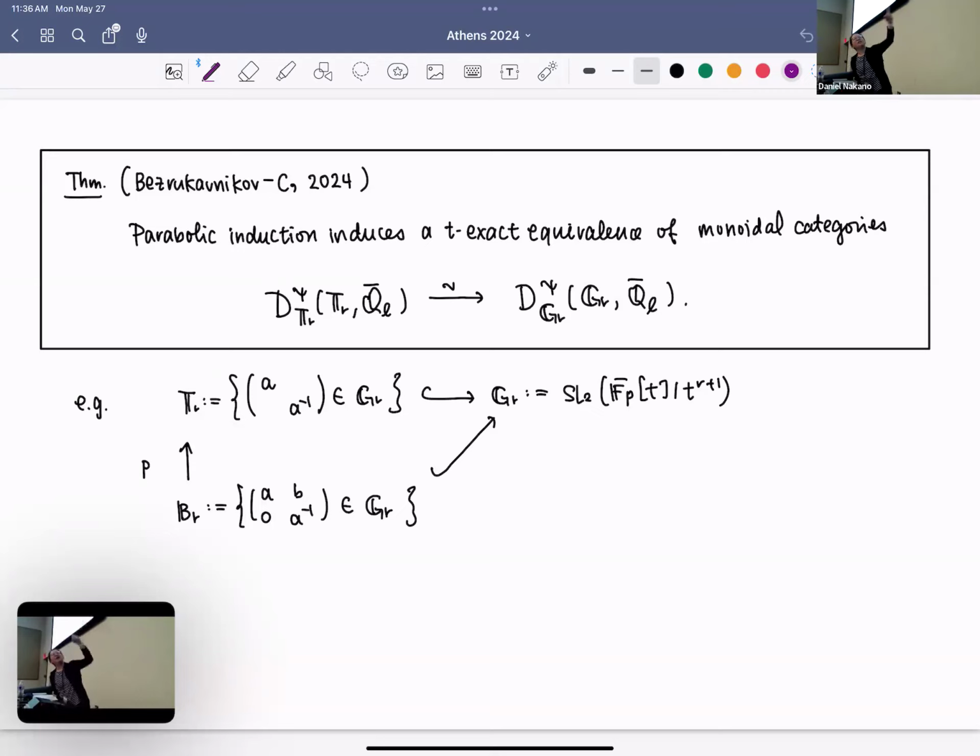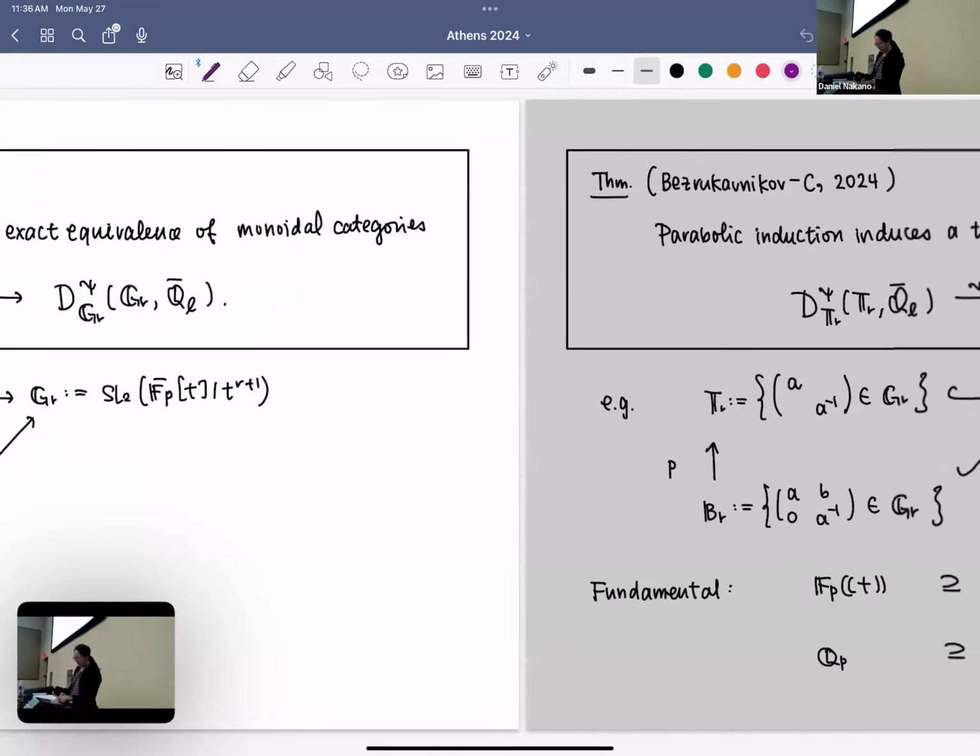And as r goes to infinity, then you'll get the parahoric, the compact open K that we saw in Arun's talk. So this is the kind of picture. I should think of T_r as a kind of torus. It's not literally a torus, it's playing the role of a torus. B_r is playing the role of a Borel, and G_r is playing the role of my connected reductive group. It is not one, but it's playing such a role.